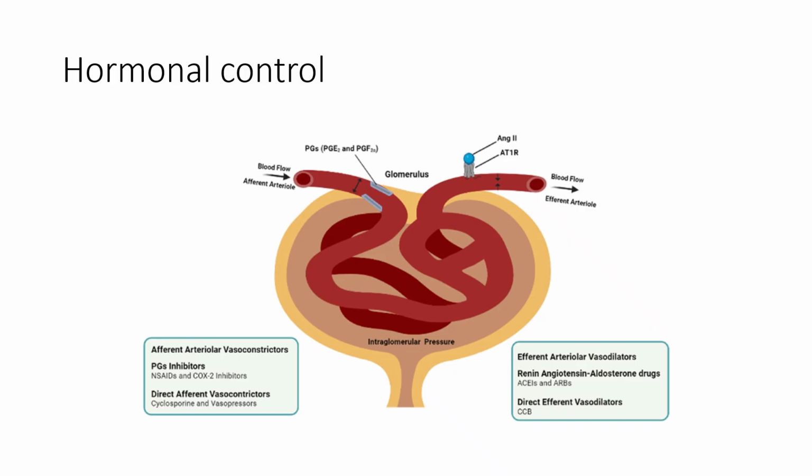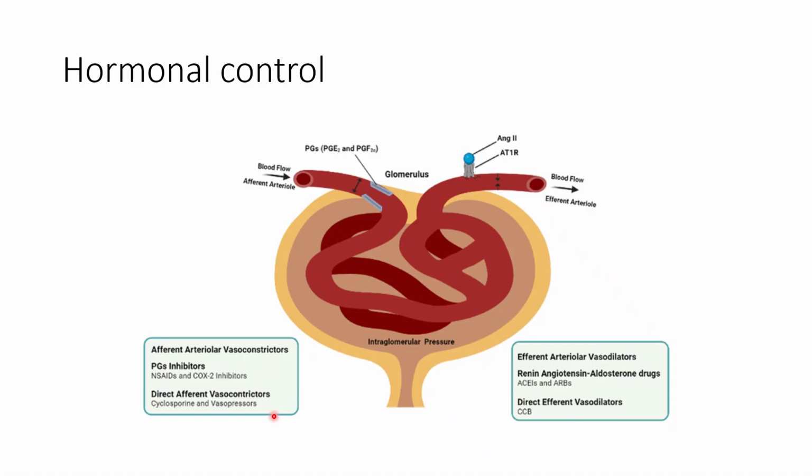Apart from this, there is also hormonal control of GFR. The efferent arteriole requires synthesis of prostaglandins, PGE2 and PGF2, and these prostaglandins lead to dilatation of the efferent arteriole. If something blocks them, there will be a decrease in prostaglandins, leading to constriction, thus decreasing GFR. Substances like NSAIDs and COX-2 inhibitors inhibit the enzymes responsible for synthesis of prostaglandins. So if prostaglandins are blocked, that will lead to constriction of the efferent arteriole, decreasing GFR.